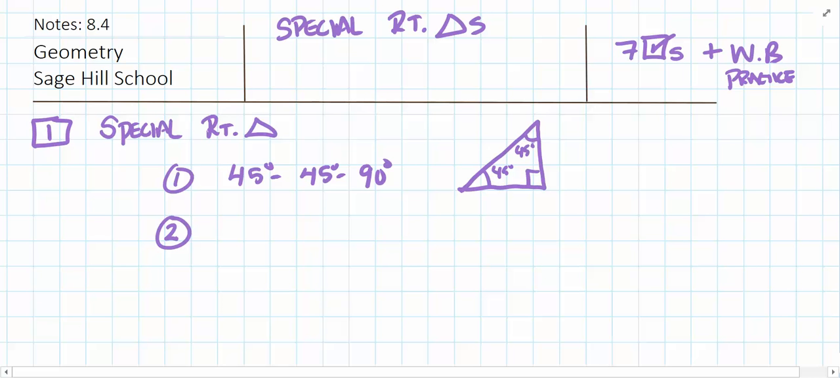Why isn't it 90, 45, 45? It is. It's 90, 45, 45. It doesn't matter how you say it. 45, 45, 90. That's it. Yes, it would be isosceles. Very good. Okay, we're going to talk about that.